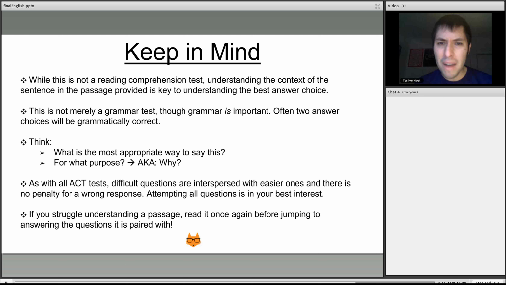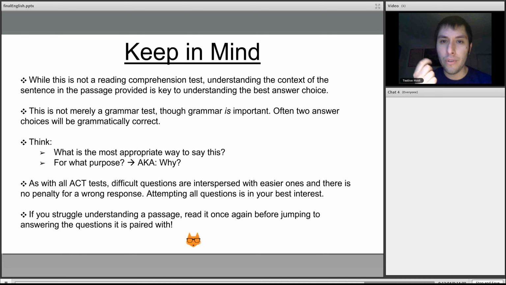So keep in mind, while this is not a reading comprehension test, understanding the context of the sentence in the passage provided is going to be key to choosing the best answer choice. And this isn't merely a grammar test, though grammar is important. Often, two choices will be grammatically correct.